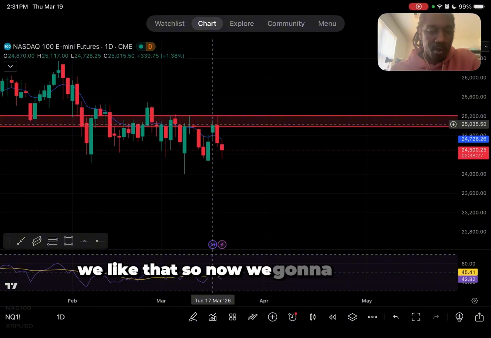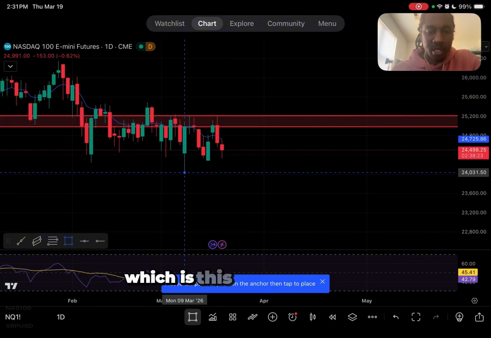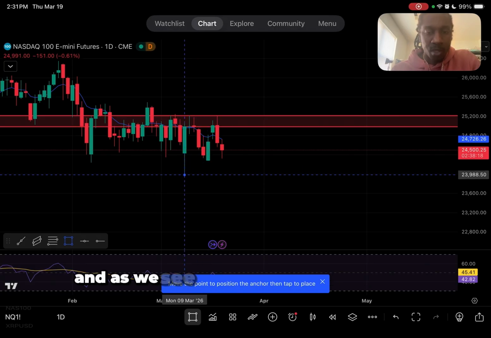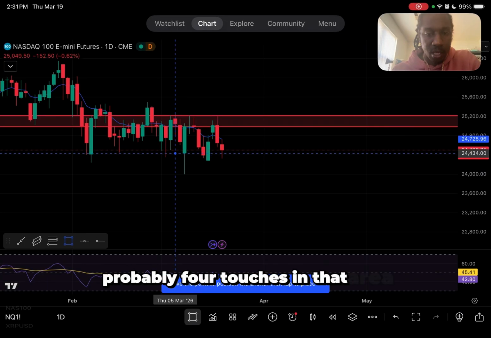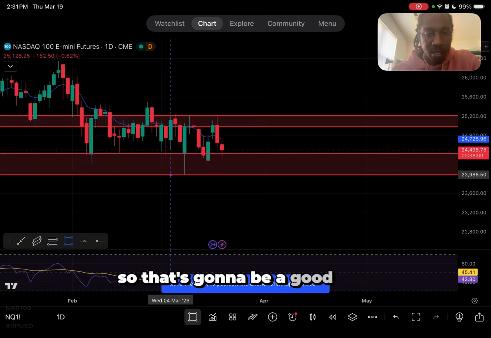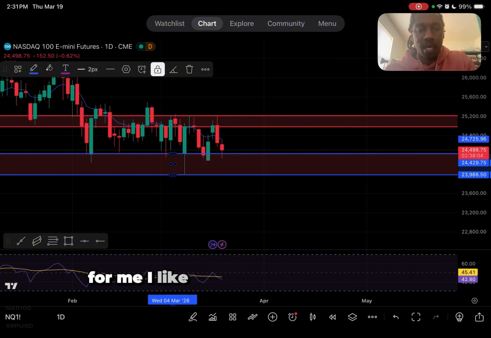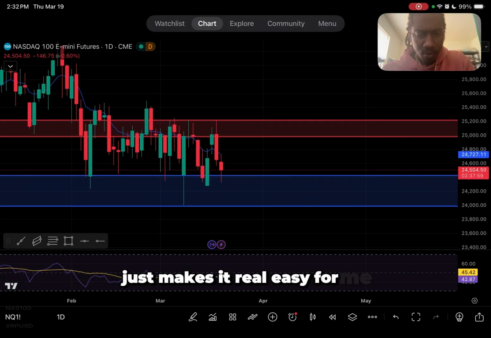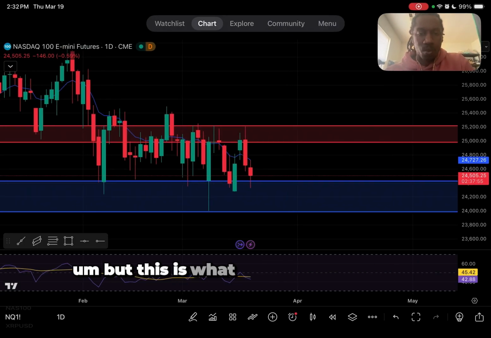We like that. So now we're gonna draw our floor. We're gonna find our floor. It's obvious and sticking out, which is this point right here. This is the furthest wick. And as we see, once we draw our support, we're going to see multiple touches in that area, at least probably 4 touches. So that's going to be a good identifier of our support. For me, I like to make my support blue, and I like to make my resistance red. It just makes it real easy for me. You can do whatever color you want, whatever color floats your boat. But this is what just makes it easy for me.